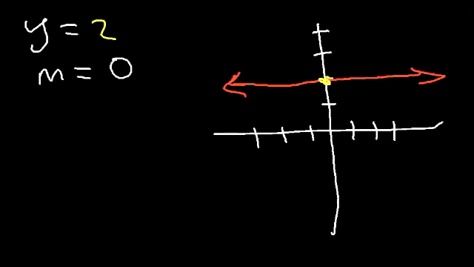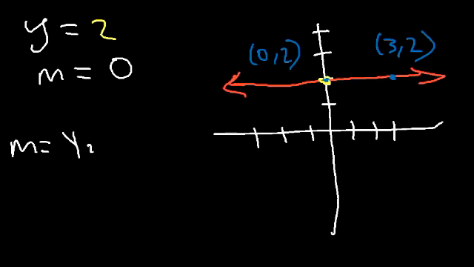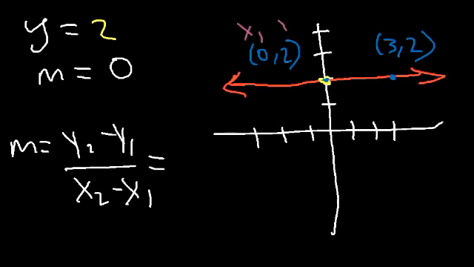And we can prove it. Pick any 2 points on this line. So let's choose the point (3, 2) and the point (0, 2). If you calculate the slope, y2 minus y1 over x2 minus x1, notice that the change in y will always be 0. This is x1, y1, x2, y2.